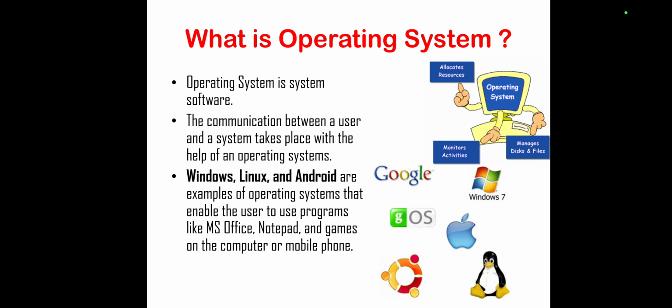Operating system is a system software that communicates between a user and a system, which takes place with the help of an operating system. Windows, Linux, Android are examples of operating systems that enable the user to use programs like MS Office, Notepad and games on computers or mobile phones. These are all the applications we use on our mobile phones, smartphones, laptops, PCs. An operating system allocates resources, monitors activities, and manages disks and files.